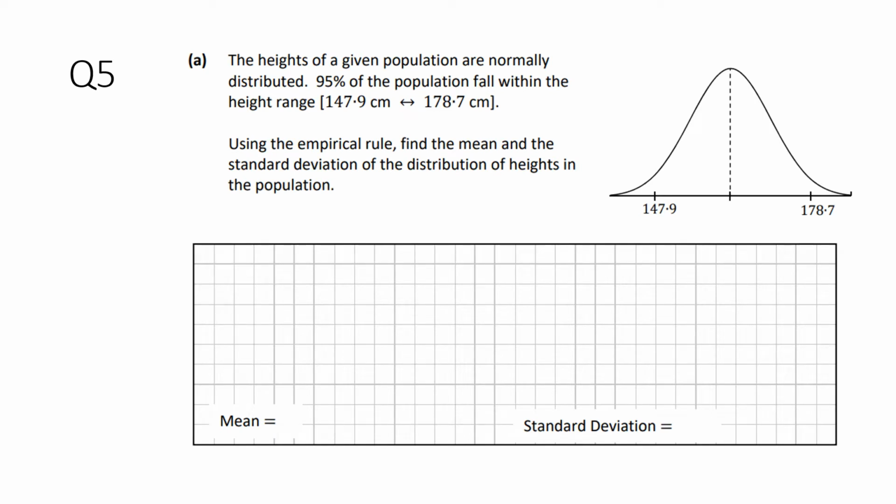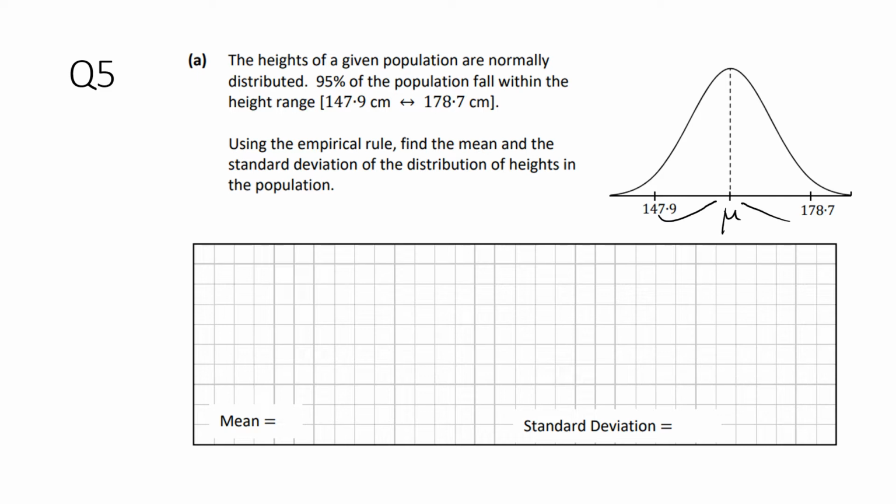For question 5 here, what we have is the height of a given population that is normally distributed. So they fall within the height of 147.9 to 178.8. Use the empirical rule to find the mean. Sorry, you're asked to find the mean and the standard deviation. The mean is going to fall halfway between these two values.